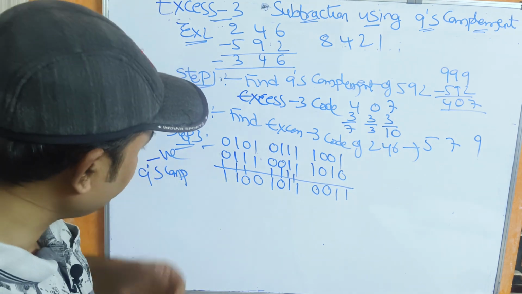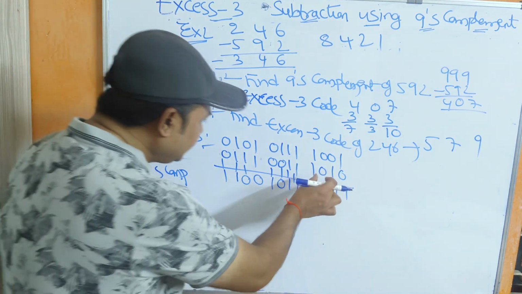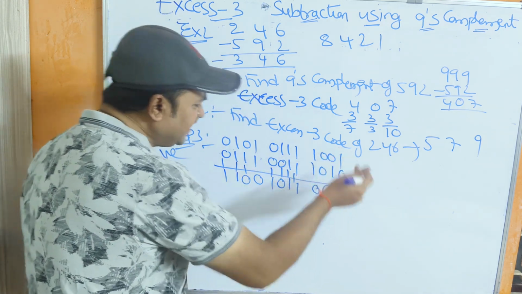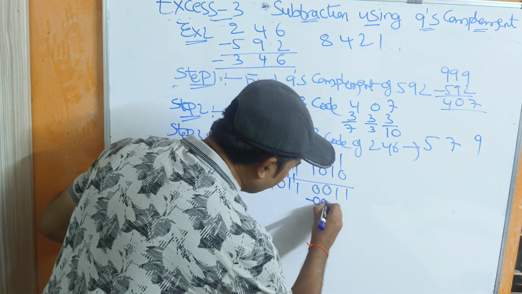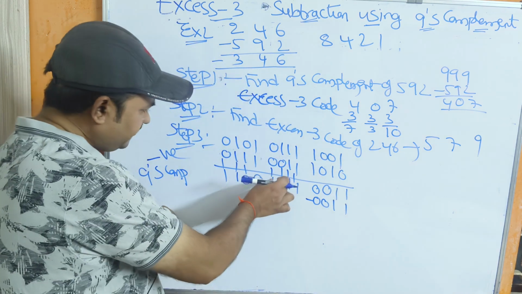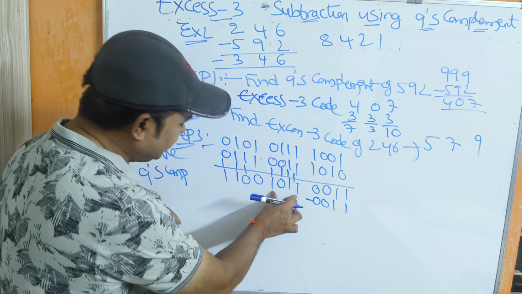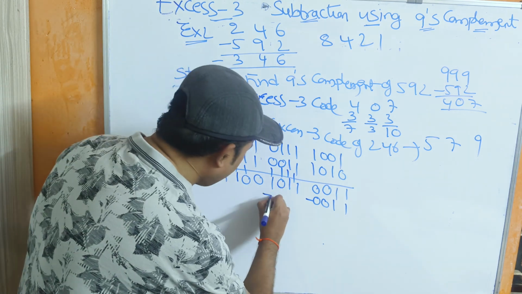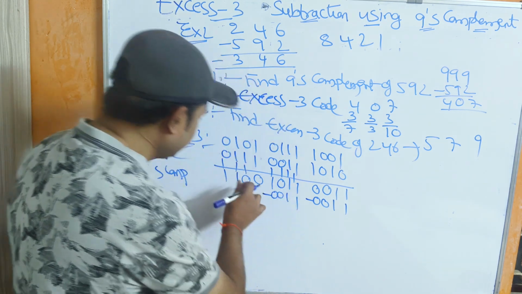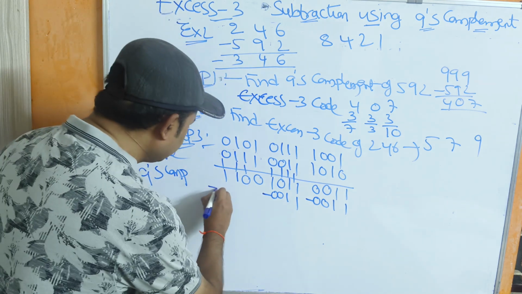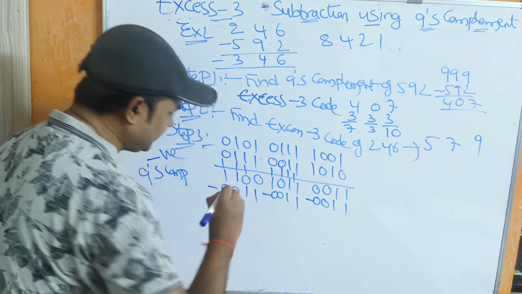So let us observe the groups now. This group doesn't generate any carry. If a group doesn't generate any carry, then we have to do subtraction with 3. This group also doesn't generate carry, so we have to subtract 3 from it. This group also doesn't generate any carry, so we have to subtract 3 from it.